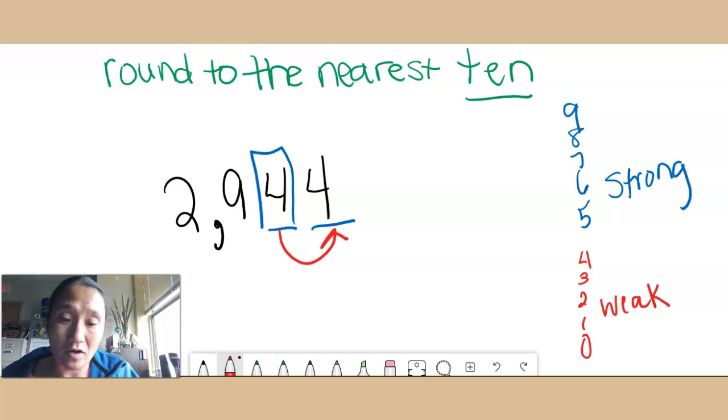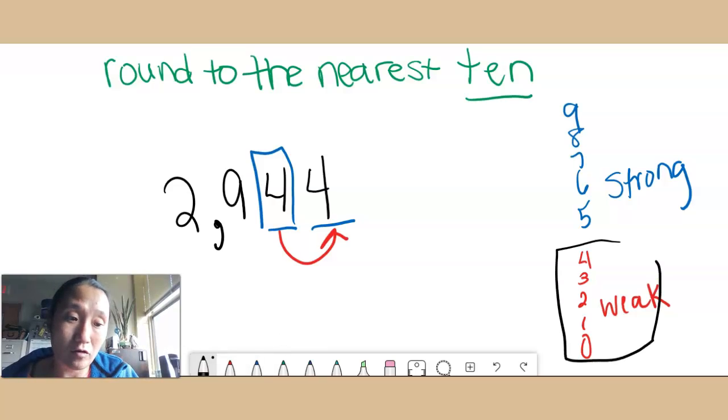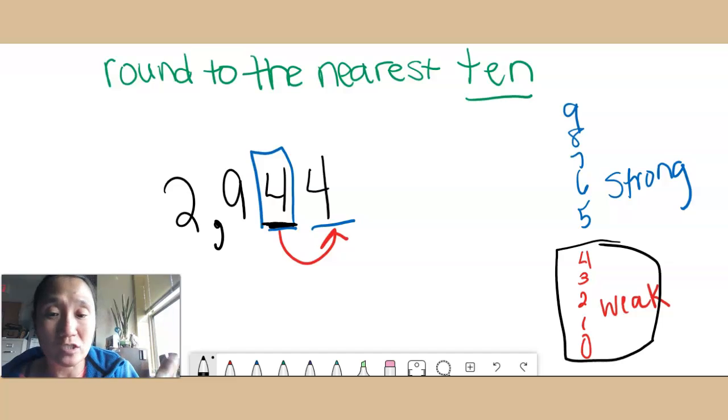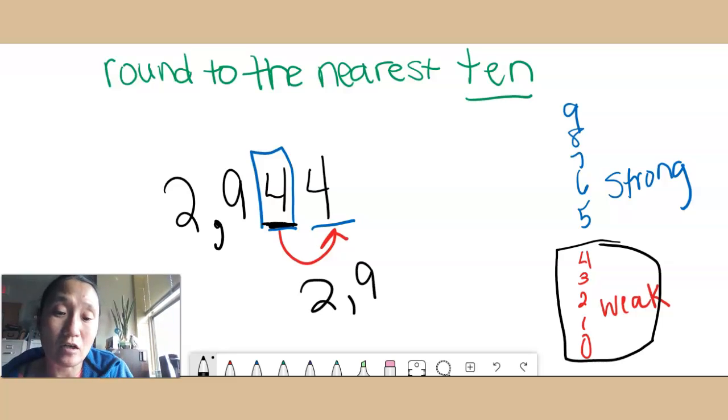I ask myself. And I know right here that if it's 4 or smaller, it's weak. 4 is weak because if it's 5 and bigger, it's strong. So 4 can't help the tens. It can't help the 4 sitting here. It cannot help it. It's just going to say, I'm going to leave you. So then you have 2,940.